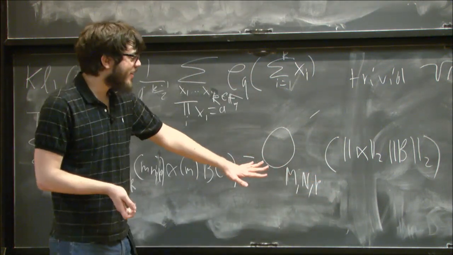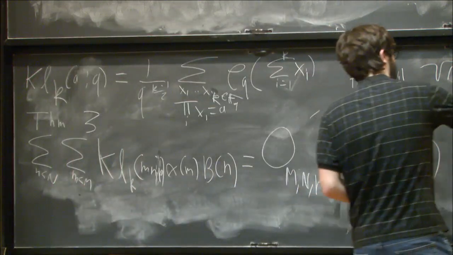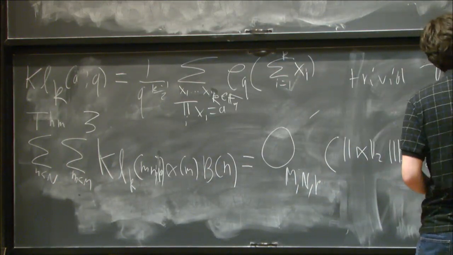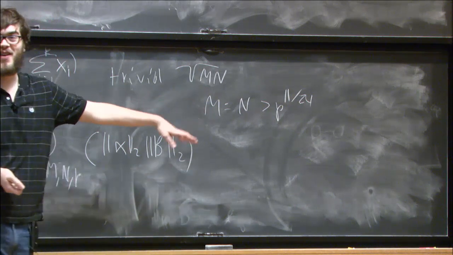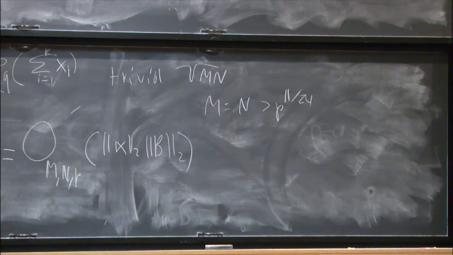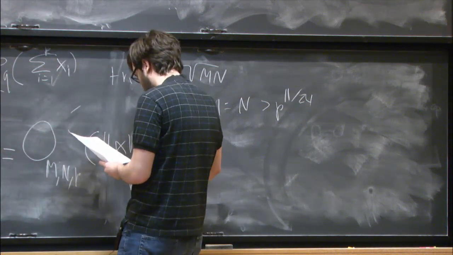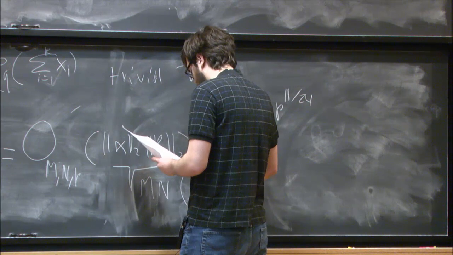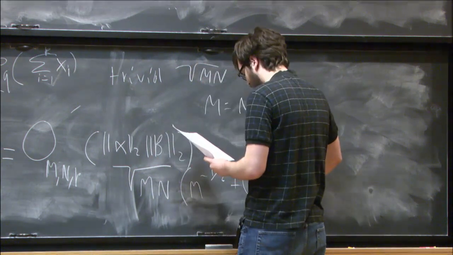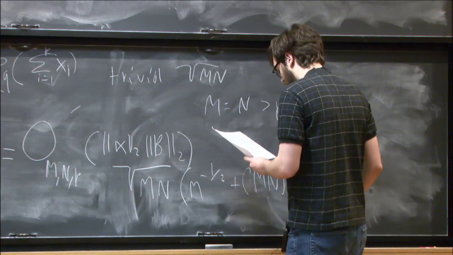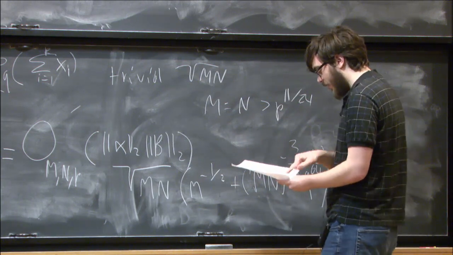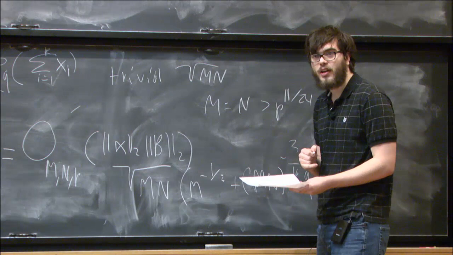So here's the statement: if m is equal to n and greater than p to the 11 over 24, we get a power savings over the trivial bound. So that's the only thing that matters. Oh, it's m. Okay. It's square root of mn times m to the minus 1/2 plus m times n to the minus 3 over 16, q to the 11 over 64, with a q to the epsilon here, and then as long as m and n satisfy two inequalities.